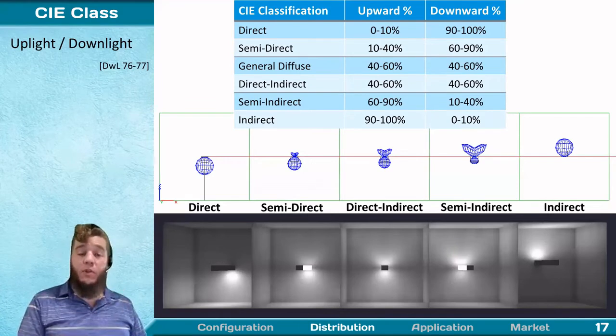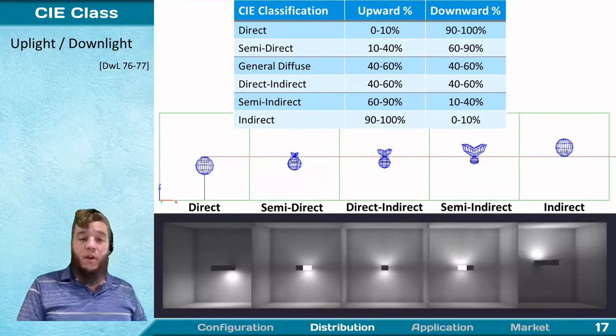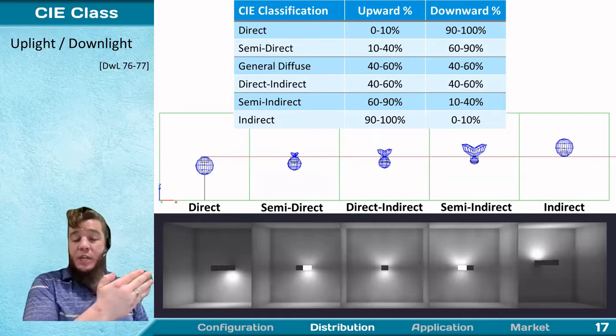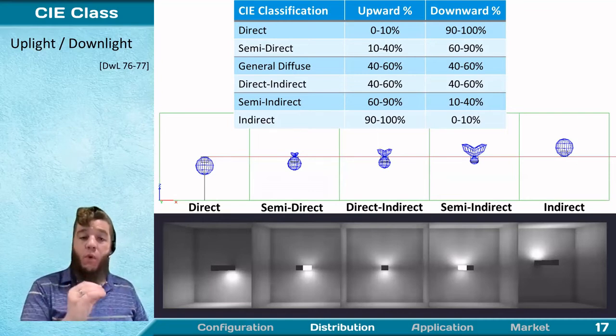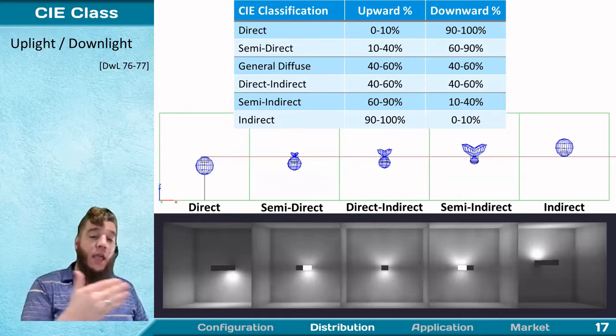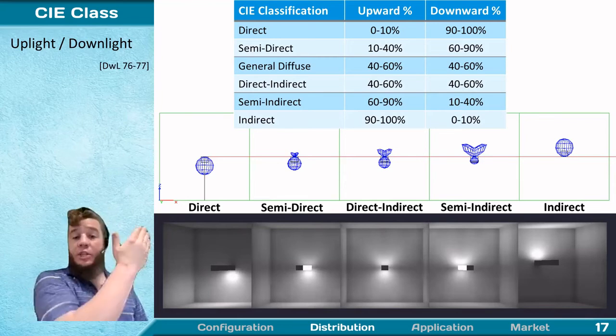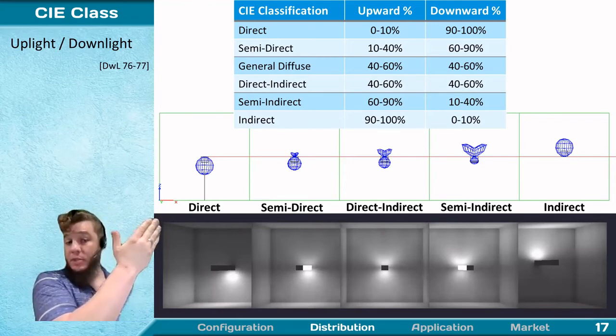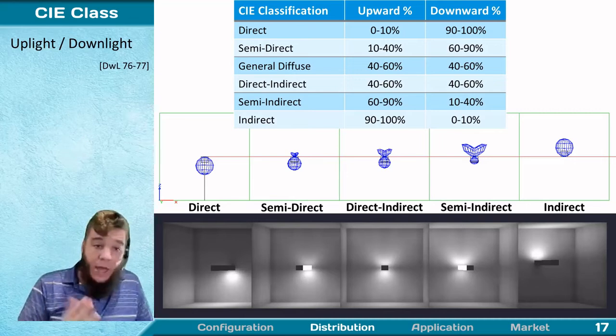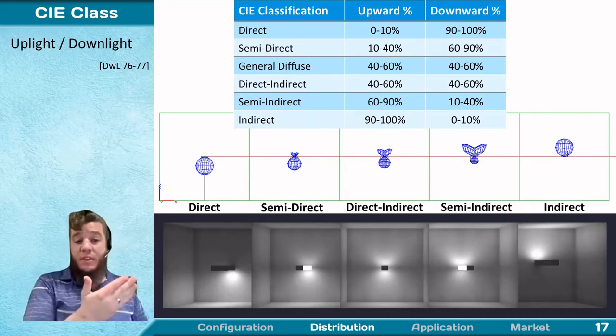And here's another look at that. These are a series of renders in AGI 32, which took one specific luminaire and took each of the distribution options that were available for that luminaire. And you can see the difference in effect within a space.